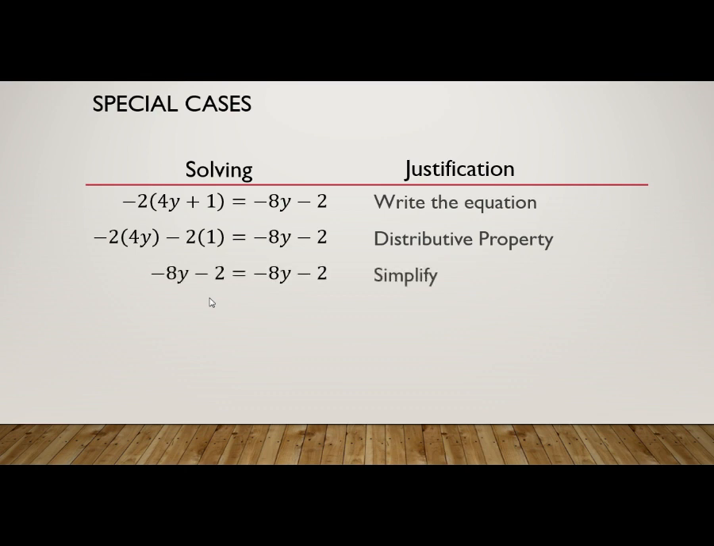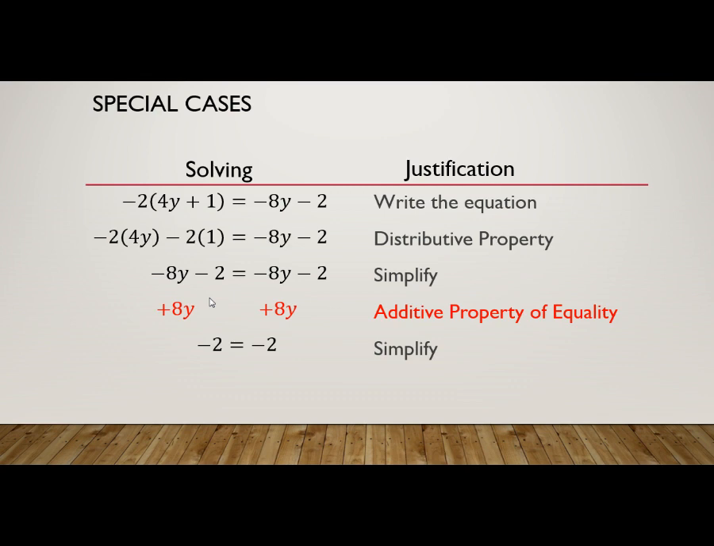And now I want to eliminate the variable from one of the sides. So we've got negative 8y. I will add 8y to both sides of this equation. And I eliminate both of the variable terms, and now I'm just left with negative 2 equals negative 2.